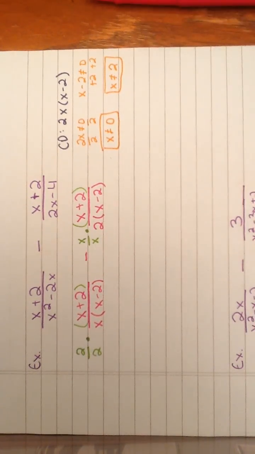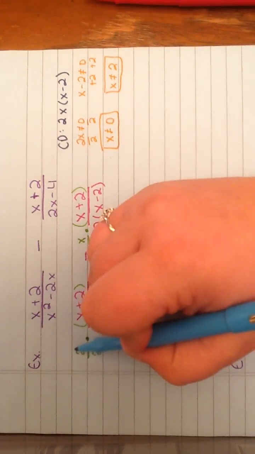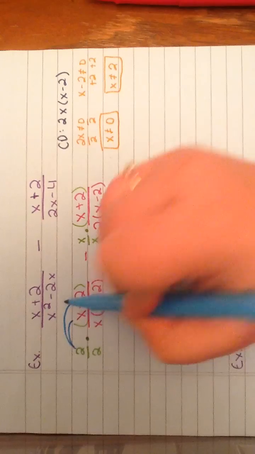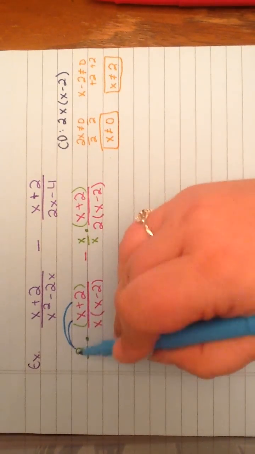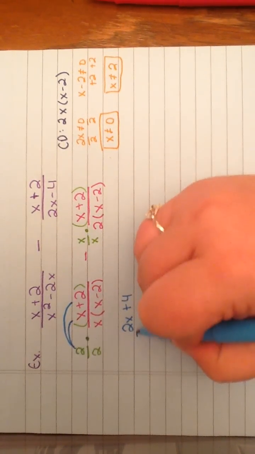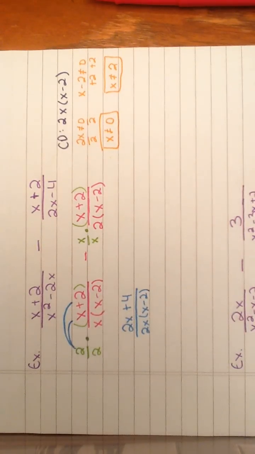So now we need to get our denominators to be the same. To do that, we need to distribute or FOIL in the numerator. So 2 times x is 2x. 2 times 2 is 4. 2x times x minus 2 is what my denominator is going to be.